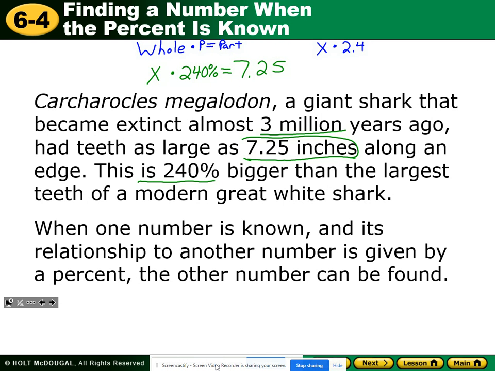We got the rest of the equation the same. Then Natalie saw, oh, this is by the x. I'm going to divide by 2.4. Divide by 2.4. X equals, anybody have that out there? 3 inches.